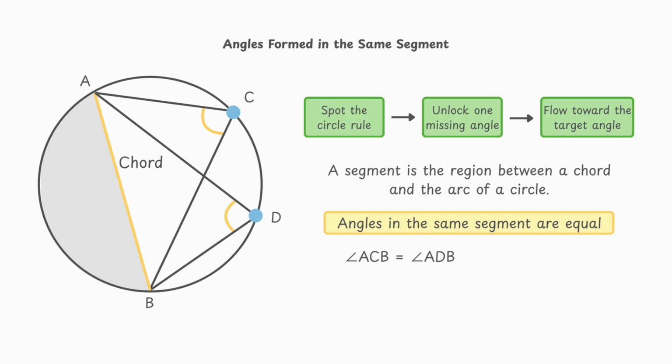Now take a moment to understand why this works. Both angles are looking at the same chord AB from the same side of the circle. So they must be equal. This is the key idea of the theorem. So remember clearly, if 2 angles are in the same segment, they are equal. And the way to spot this is same chord, same arc, same side of the circle. Once you see that pattern, you can immediately apply the rule and move forward with confidence.